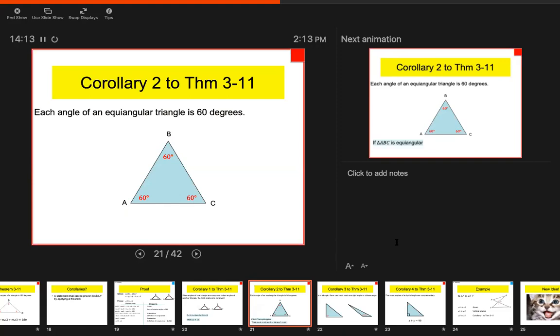I almost said equilateral, but guess what? An equilateral triangle is an equiangular triangle. We have to prove that one. Yeah, that's what I was saying earlier. We've got to prove that, but we will. We'll prove it.